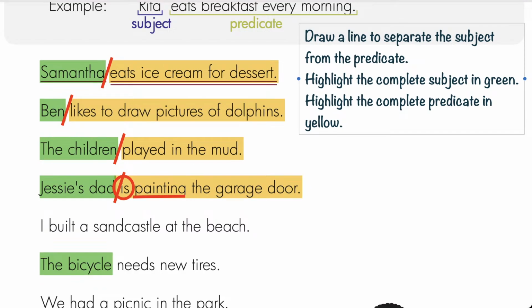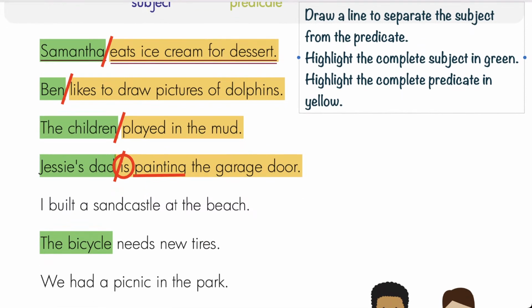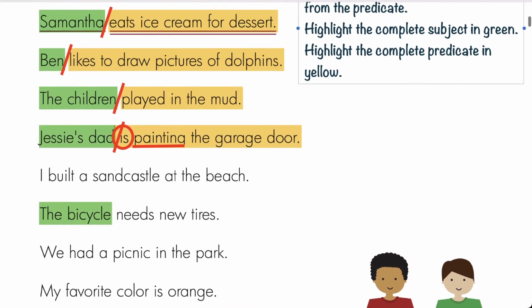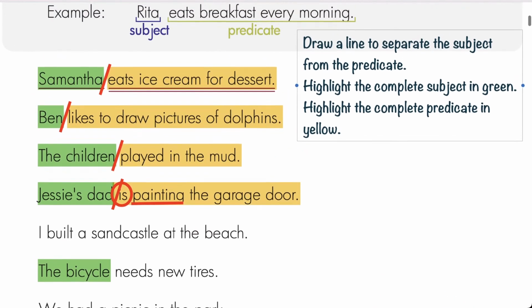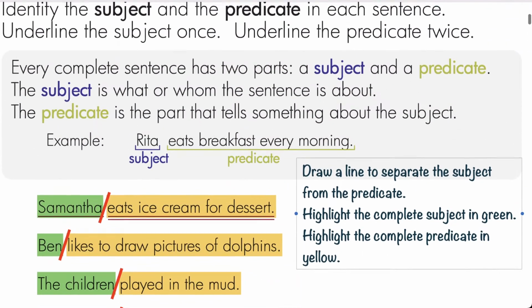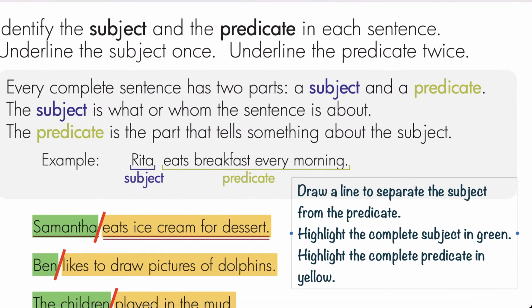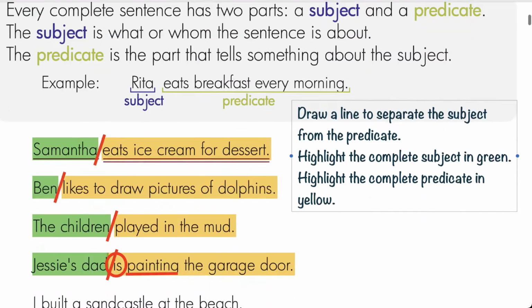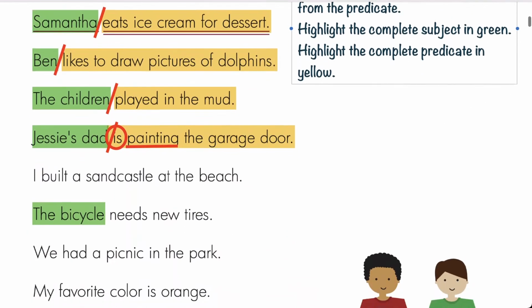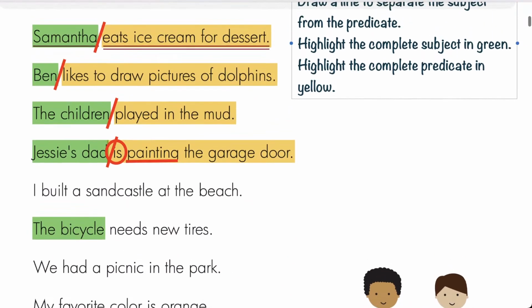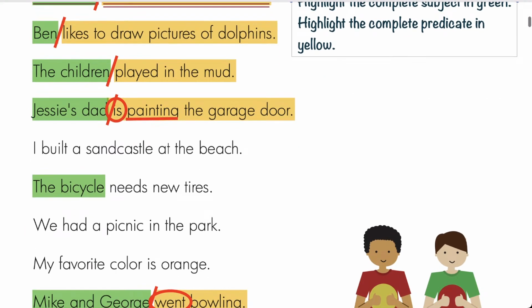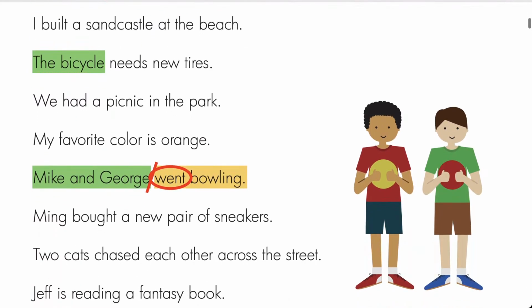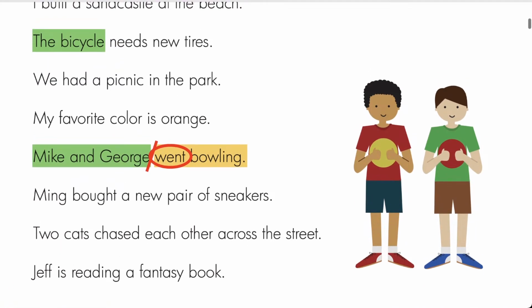I suppose that's good. So you can see we did some of those, but we didn't do all of them, right? So we used those instructions that I gave you. That was the reason why I crossed out, underlined the subject once, underlined the predicate twice. We highlighted them. It was much easier for me to do. You can see in the sixth sentence, the bicycle needs new tires. I have the complete subject highlighted already in green. So we did some of these, many, many more for you to do by yourself.